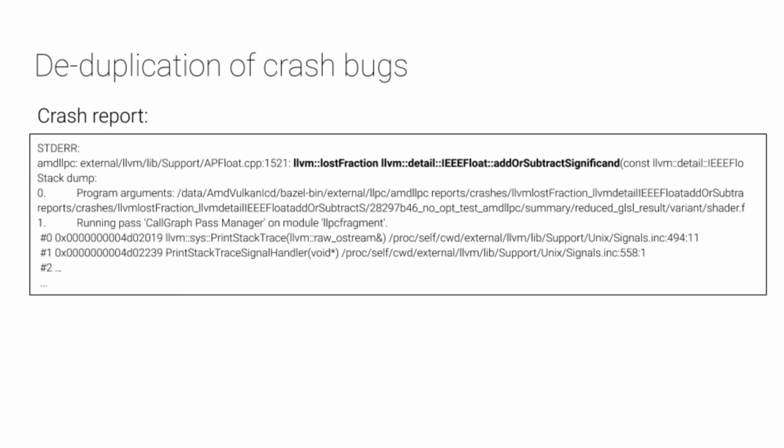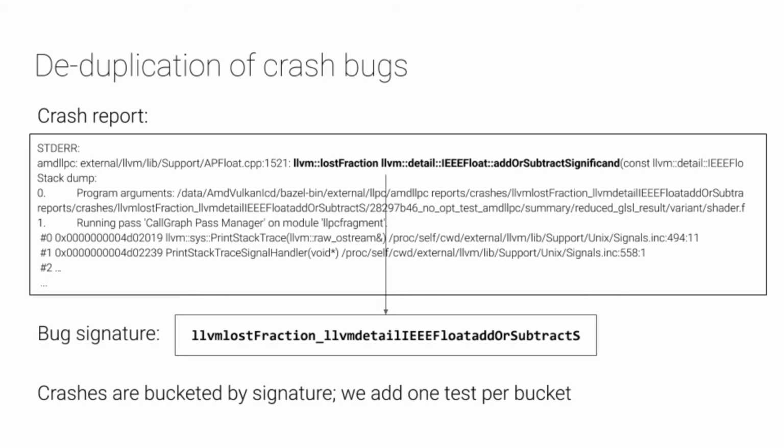Regarding bug deduplication, for crash bugs, what we do is automatically analyze the crash report and find the signature of the function at the top stack frame and make from this signature a string that's called the bug signature. And then we bucket crashes by signature and make sure we only add one test to the Vulkan Conformance Test Suite per distinct signature.